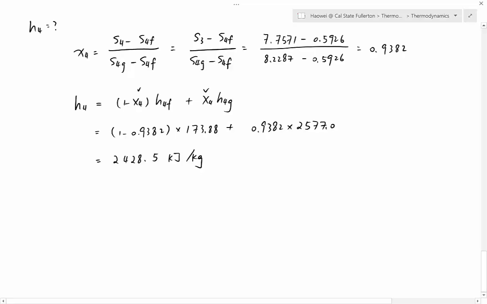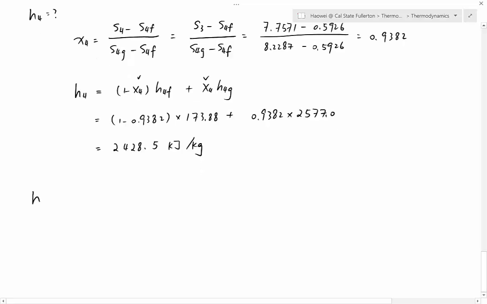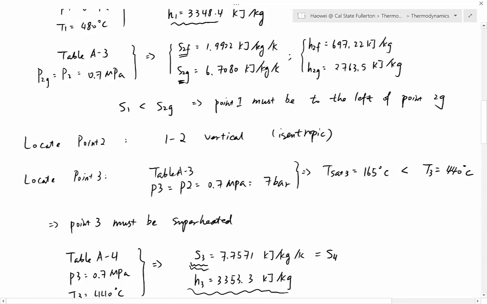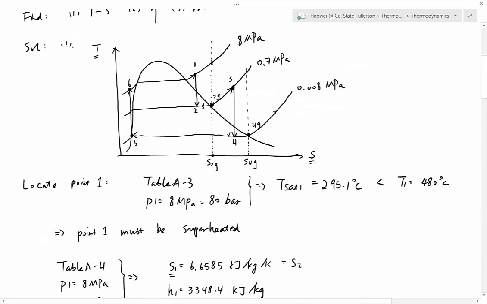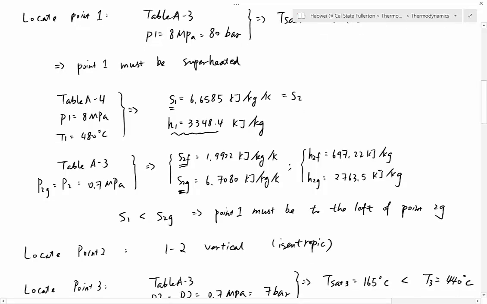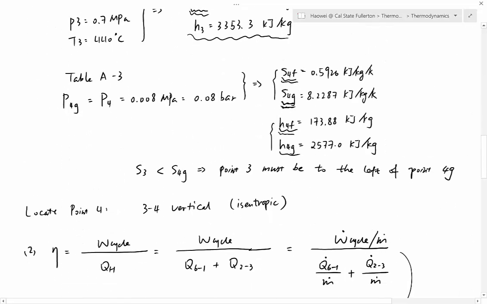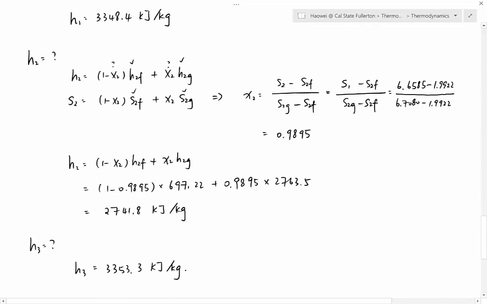Okay, finally the next one, H5. What is H5? Let's take a look at the diagram. H5, number 5 is point F and it's at the same pressure as number 4. So H5 is essentially just equal to H4F. And do we have H4F? Right here, I have H4F. So I have H5.